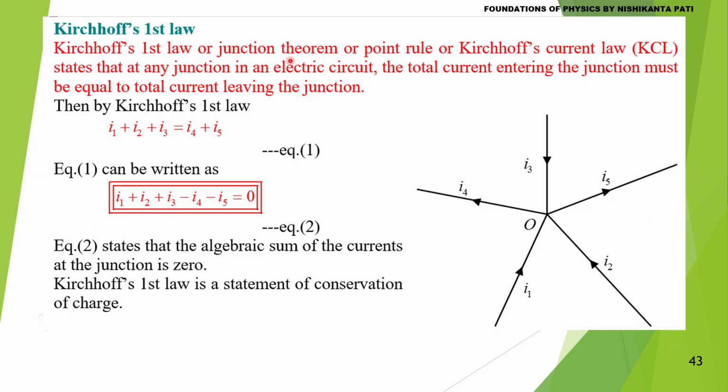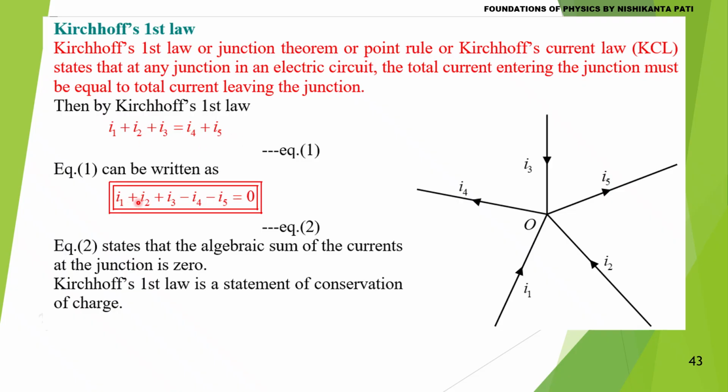Kirchhoff's first law, or junction theorem, or point rule, or Kirchhoff's current law, we can say KCL, states that at any junction in an electric circuit, the total current entering the junction must be equal to the total current leaving the junction. At the junction O, 5 conductors meet in this example. I1, I2, I3 approach the junction O, I4 and I5 leave the junction O. So the first law demands I1 plus I2 plus I3 equal to I4 plus I5.